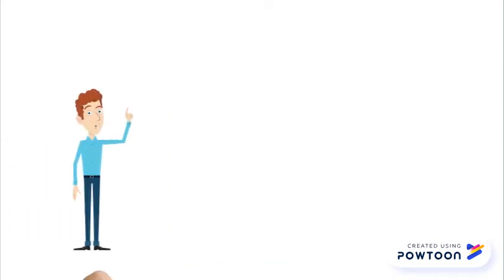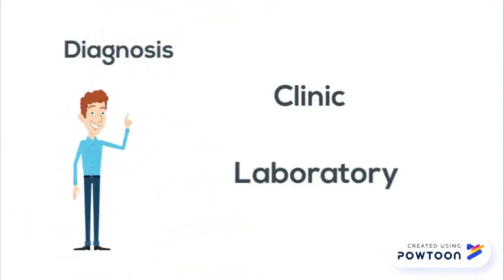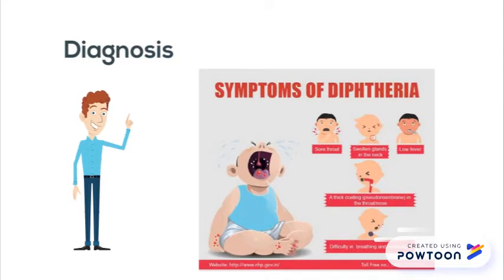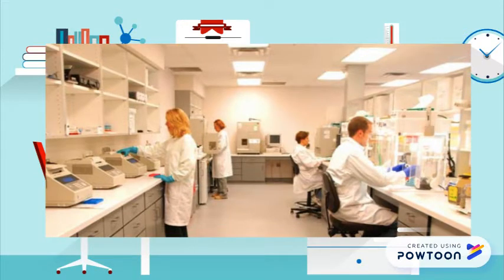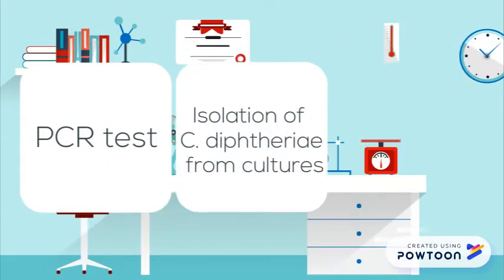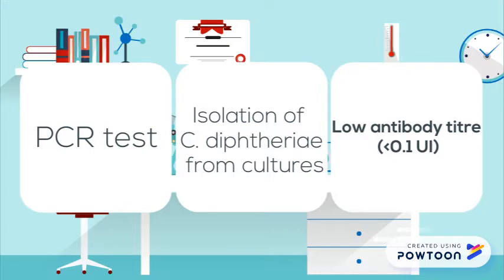Diphtheria can be diagnosed in a clinical or laboratory setting. Clinical diagnosis of diphtheria occurs when the usual symptoms are observed: sore throat, weakness, fever, or swollen glands in the neck. A laboratory diagnosis includes a PCR test, isolation from cultures, or a low antibody titer.